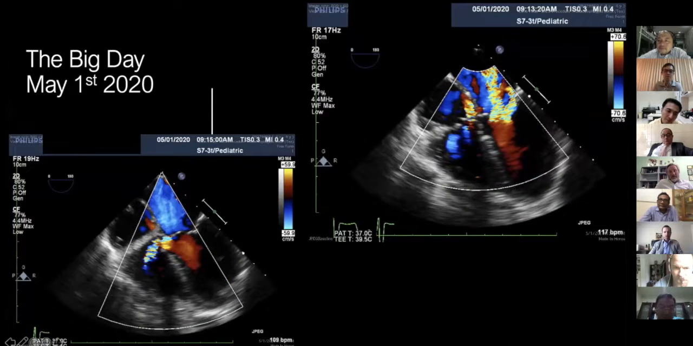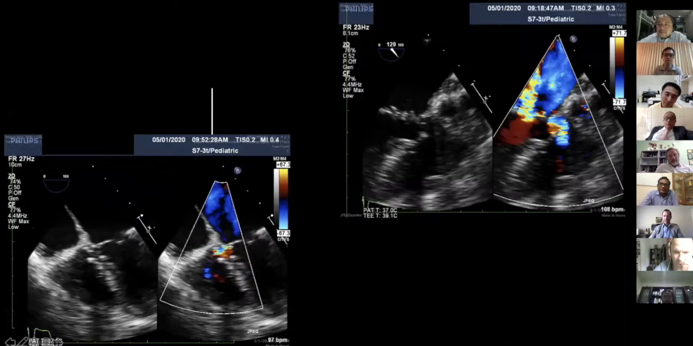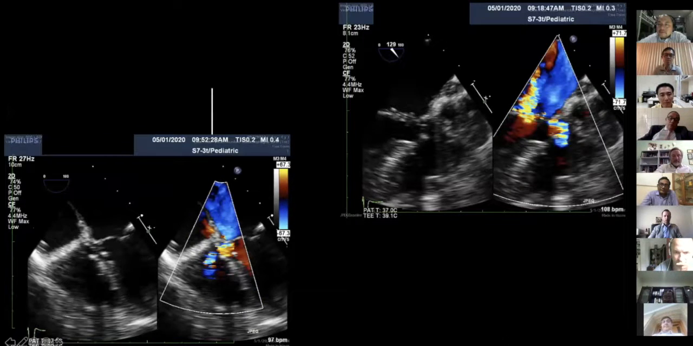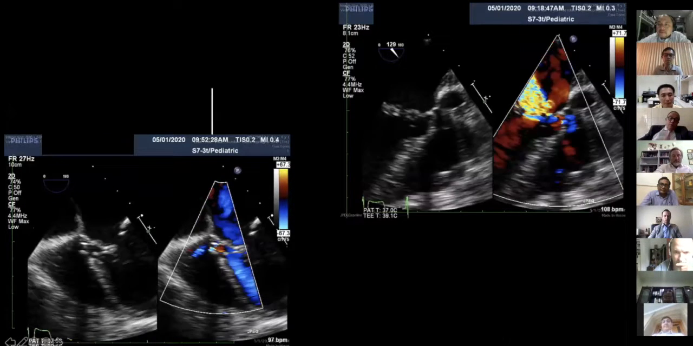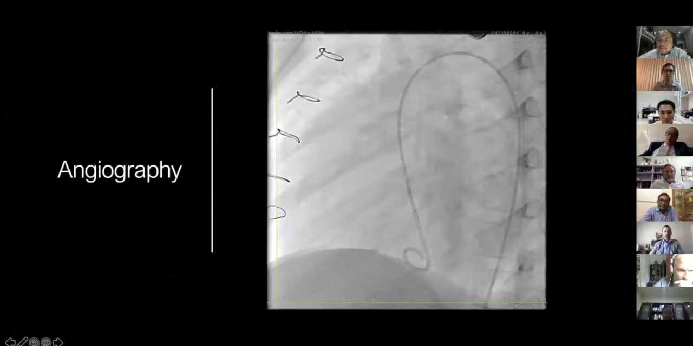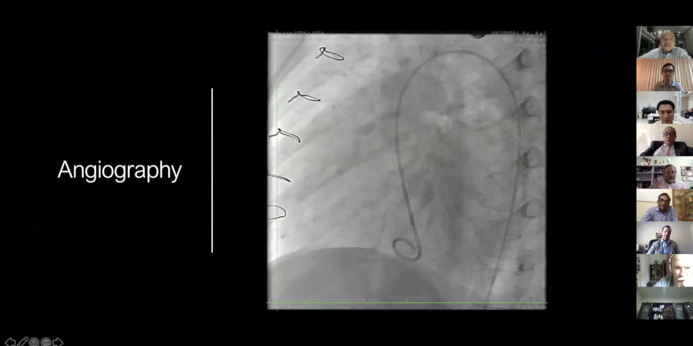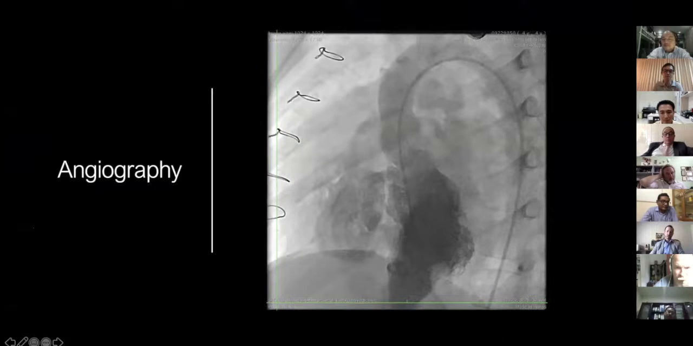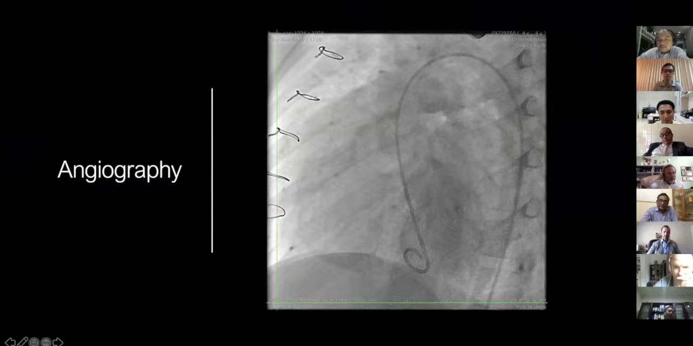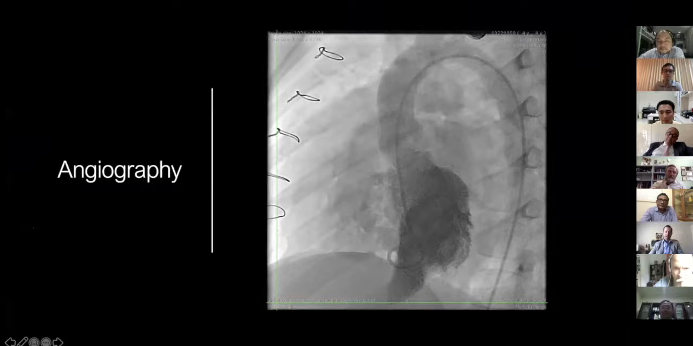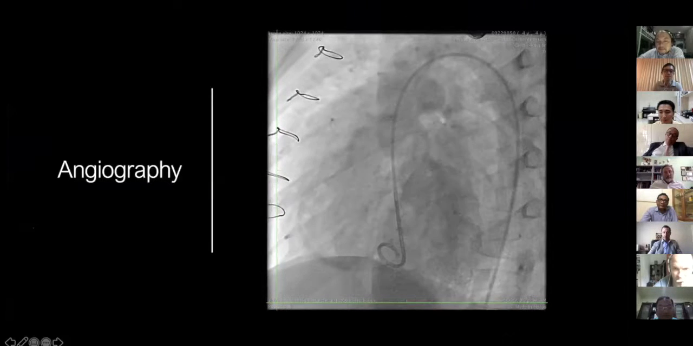We took some nice pictures with the TEE and worked out what we needed to do, and then we took our angiogram. You can see here on the angiogram, there's that defect that's high up, as I said, what you would call a perimembranous defect, and then there's a muscular defect that's lower down towards the mid-muscular region.